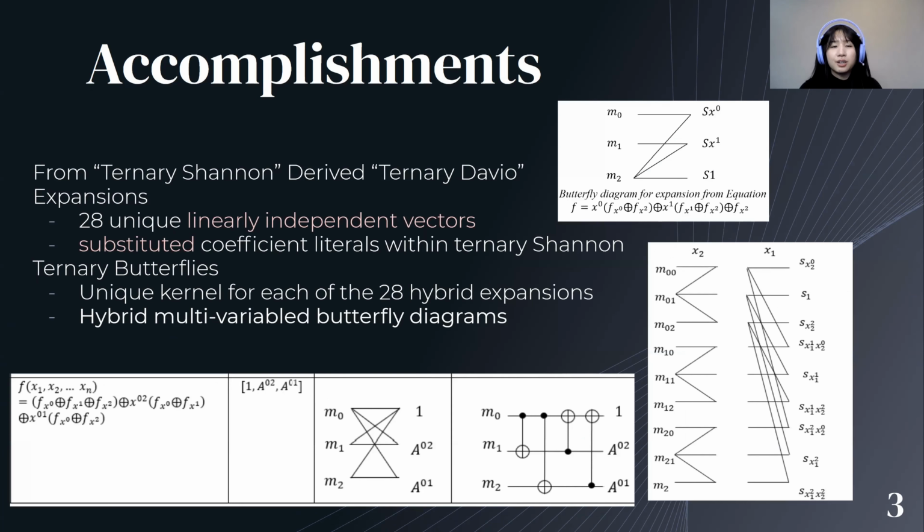Accomplishments. Ternary Shannon was created by generalization. To find the ternary Davio expansions, all combinations of its polarities were grouped together in 28 unique linearly independent vectors. The polarities within each vector then substituted the equivalent variable coefficients within ternary Shannon.